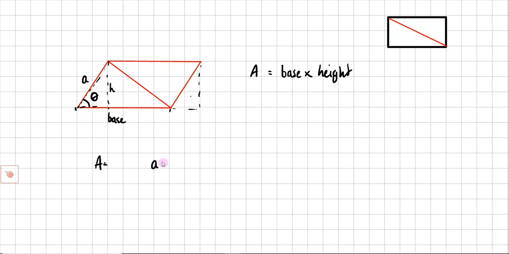A times base times, no, what was the formula from last time? Remember we had sine. Yeah, so A times base times sine of that angle, but we'd only want a half of it, yeah? Right. But we can now use it to work out what the area of a parallelogram is.